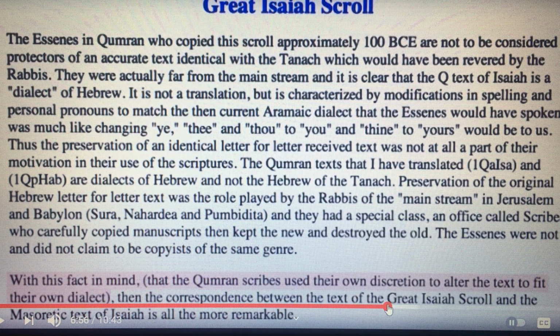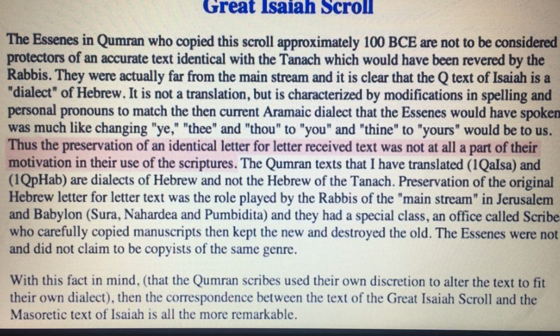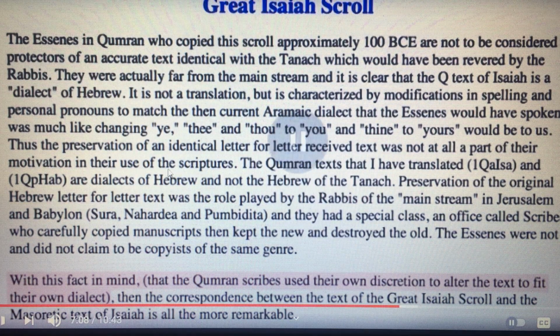Let's let that play back again, man, because he's killing it right now. At all a part of their motivation and their use of the scriptures. Let's go down to here. It says, with this fact in mind, that the Qumran scribes used their own discretion to alter the text to fit their own dialect. So what does that mean?